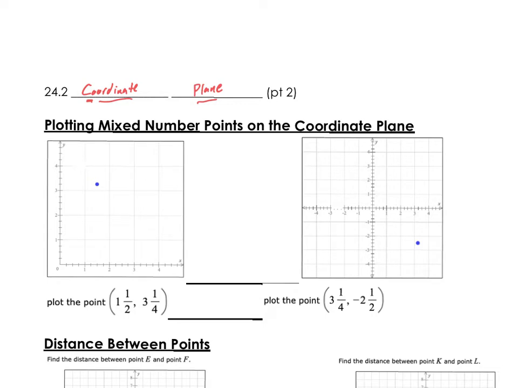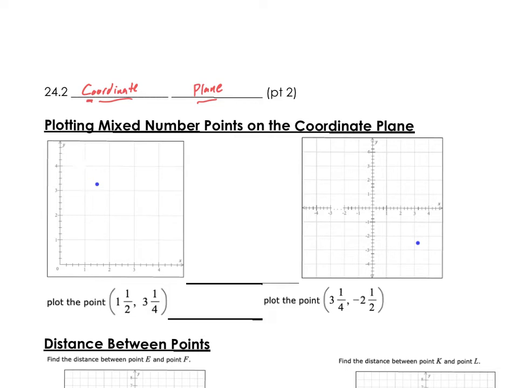Alright, so let's plot some mixed numbers on the coordinate plane. This first picture is only quadrant 1. Okay, so we're going to plot the point 1 1/2 and 3 1/4. So remember, we treat it like a ladder. First we move left or right, then we're going to move up or down.